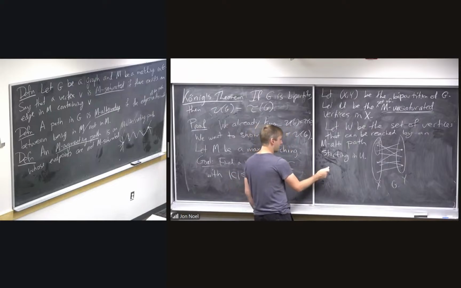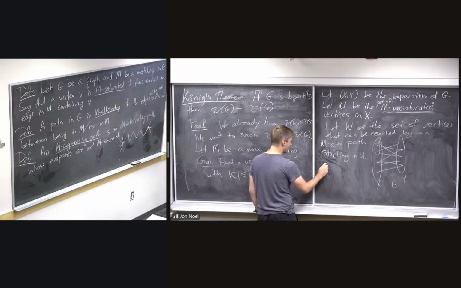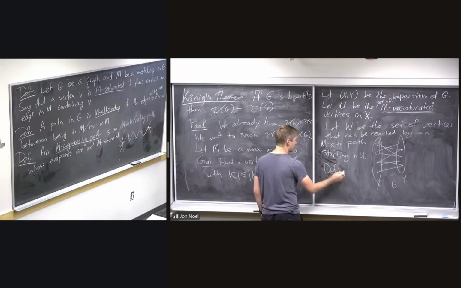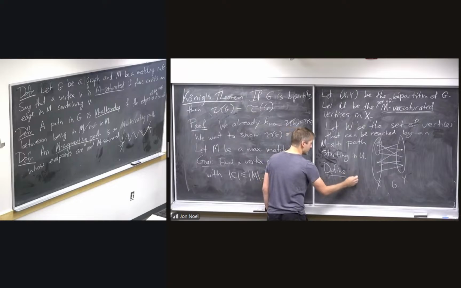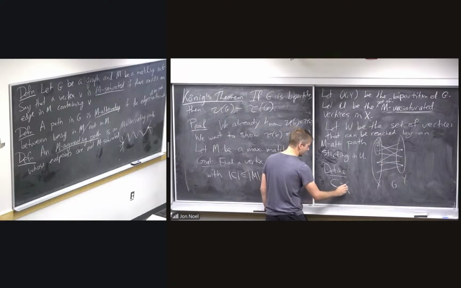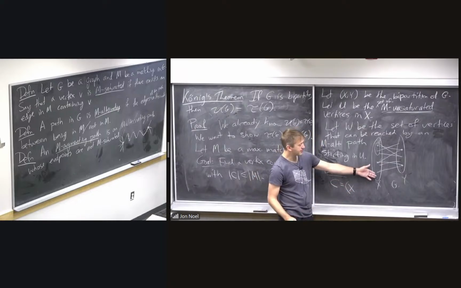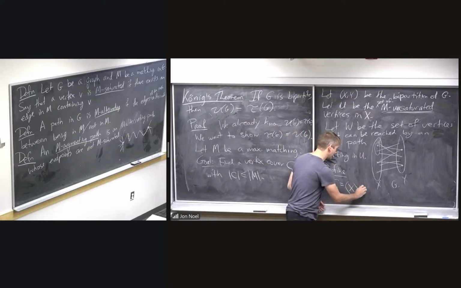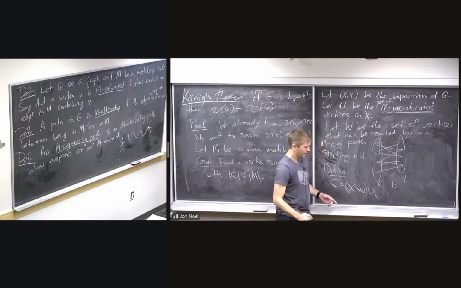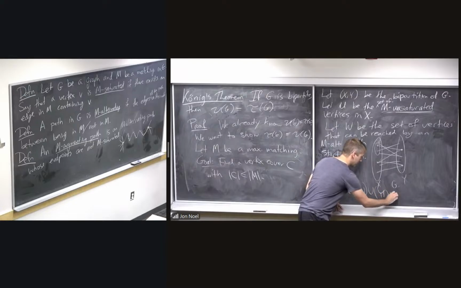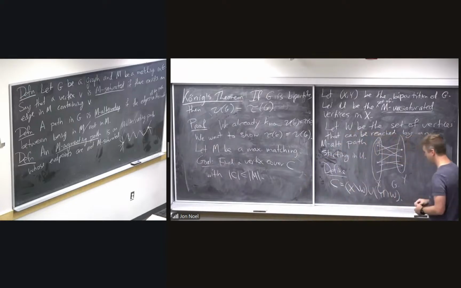Okay, so now I'm going to define the vertex cover. It's not going to be clear why it has the right properties, but then we'll show it does. So I'm going to define C to be all of the things that are in X, the left side of this bipartite graph, but are not in W, union the things that are in Y and are in W. Completely not clear why this is a good choice, but it turns out it's going to work.